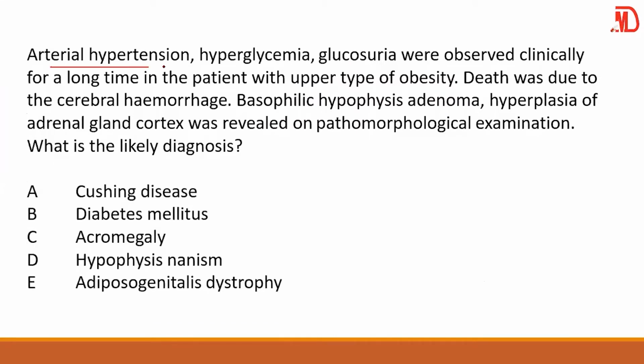There is arterial hypertension, hyperglycemia, glucosuria observed clinically for a long time in a patient with upper type obesity. We are talking about obesity. And look at it, there's hypertension, hyperglycemia. What substance can lead to all of these things? Of course, you are thinking of ACTH.